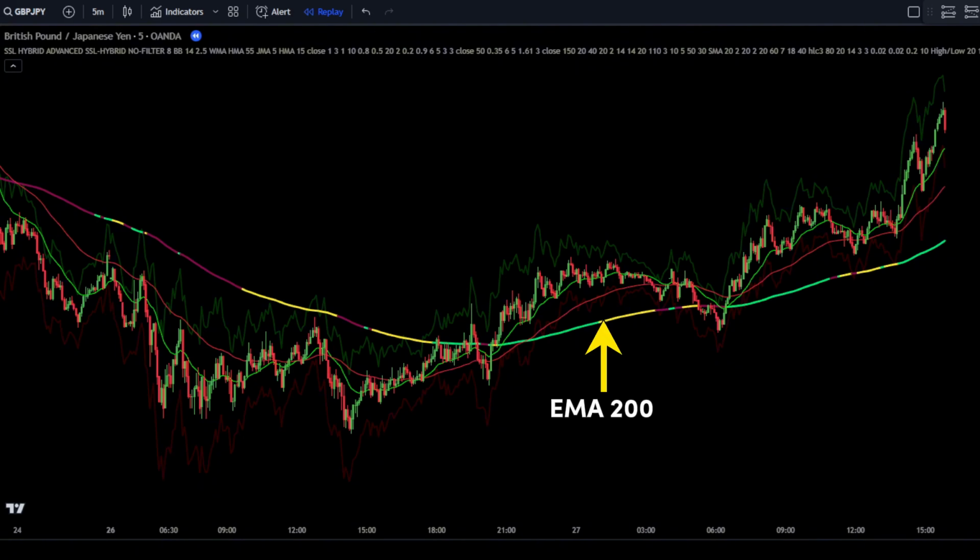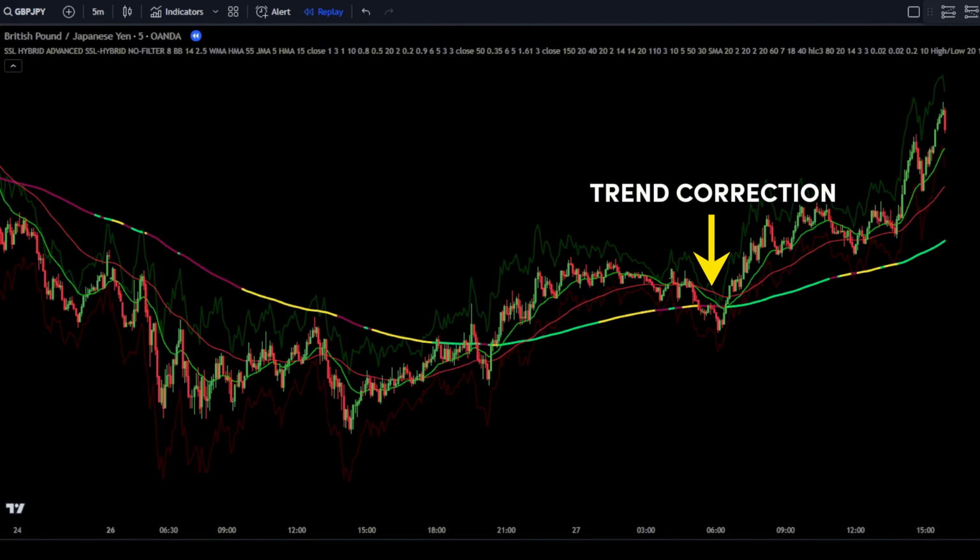The EMA 200 line will be used as the main trend guide. The MTF EMA lines will be used to see market trend corrections. If the EMA 20 line crosses or is above the EMA 60, and both EMA 20 and EMA 60 lines are above the EMA 200, that's a sign of a bullish trend.